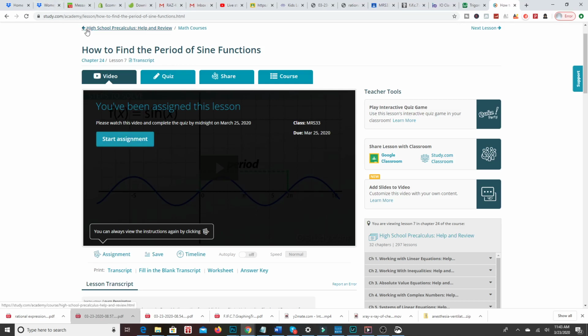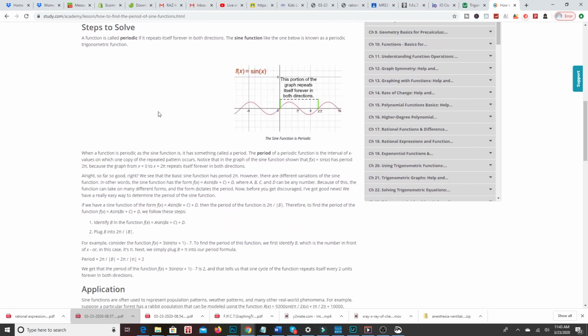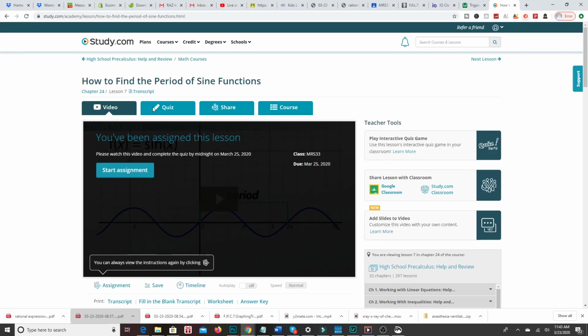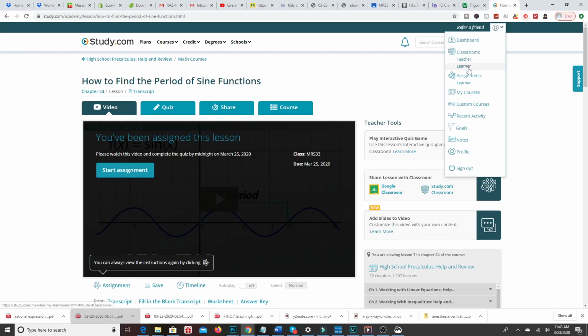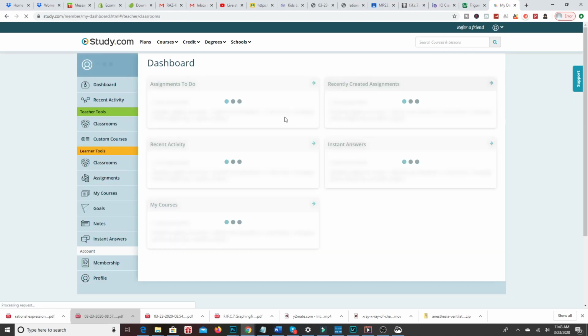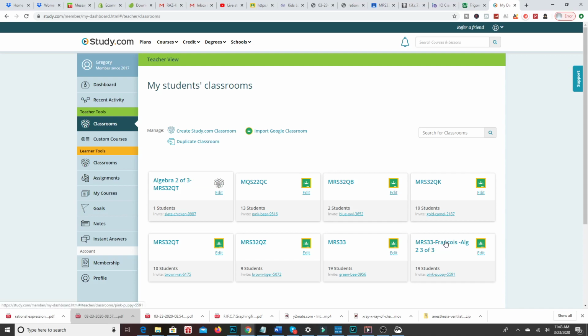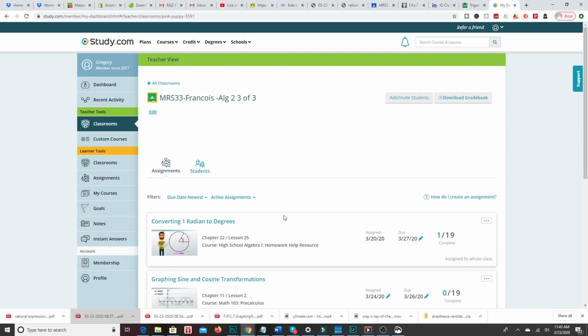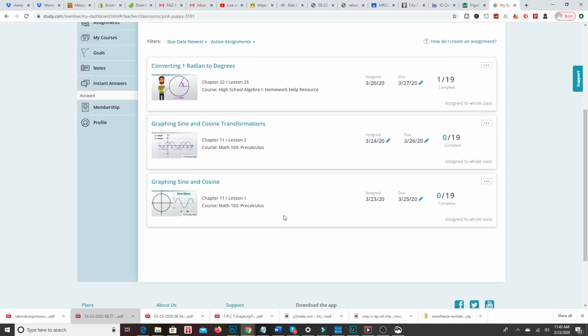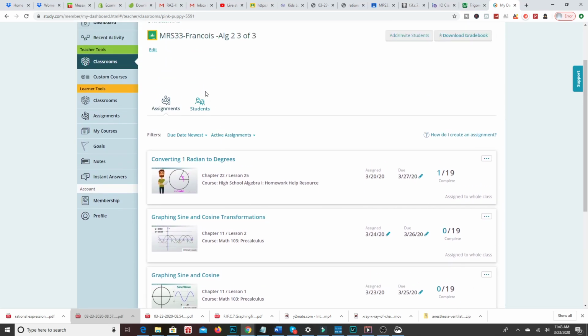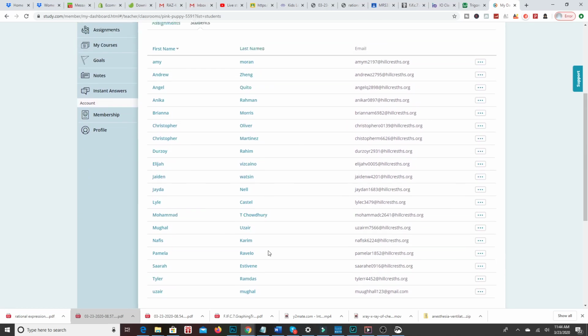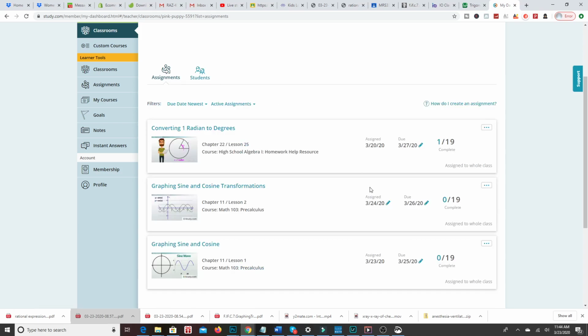There should be 2 assignments assigned to that class. Let me see assignments, classrooms. I know I assigned 2, my 2 MRS 3.3 classrooms. Yeah, I think there's 3 assignments right here. Radians to degrees, graphing sine, cosine. Again, guys, I know who completes the assignments and who doesn't. It tells me all the students who are actually signed up for us. So make sure these things get done, guys. I believe that they're due on different days.